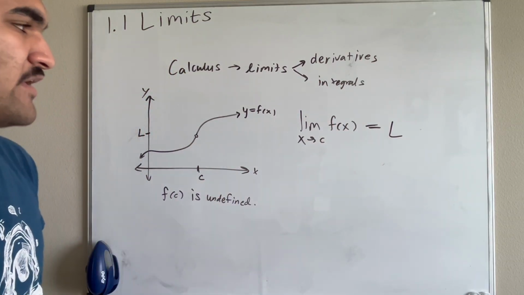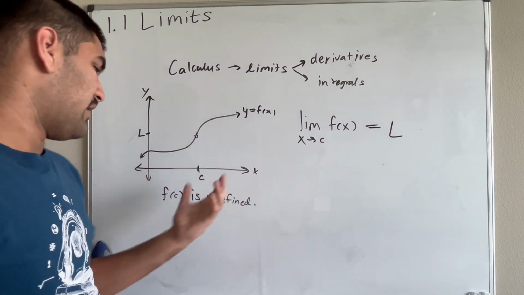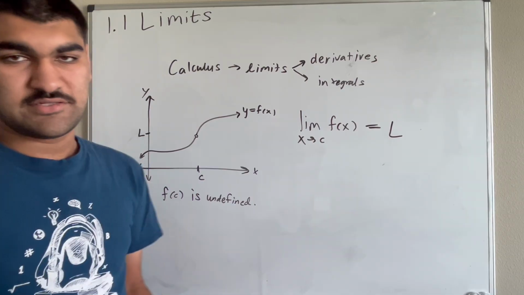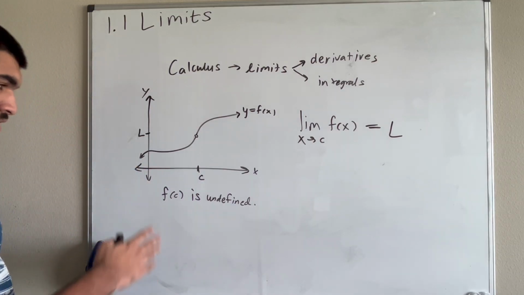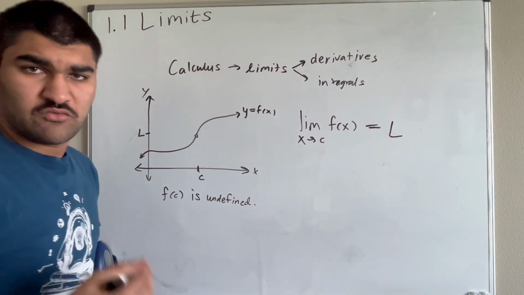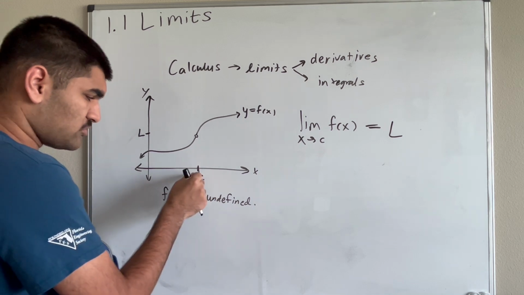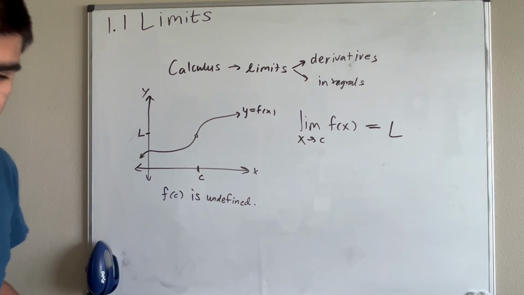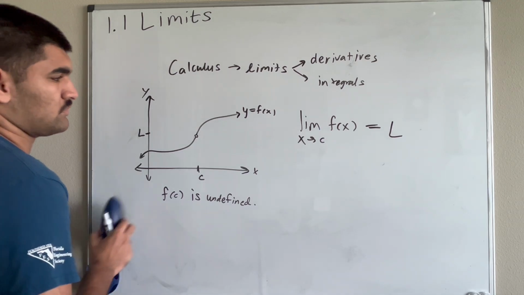This just goes to show that the function need not be defined at c for the limit to exist at c. All right, so that's a geometrical interpretation of what a limit is. You're essentially getting arbitrarily close to some point c, and you're seeing what value the function approaches. All right, cool.